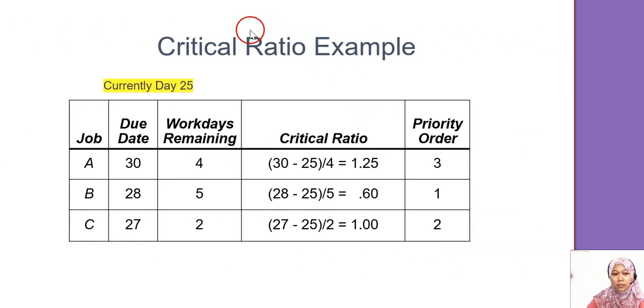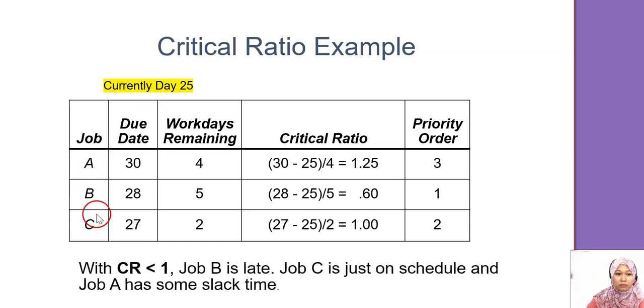So here is an example in which the current day is day 25, and we have 3 jobs. The due dates are on day 30, 28 and 27. These are the work days remaining, and this is the calculation using the formula: due date minus the current day 25, divided by work days remaining, in which we have 1.25. So we do the same for B and C. And how do we set the priority?